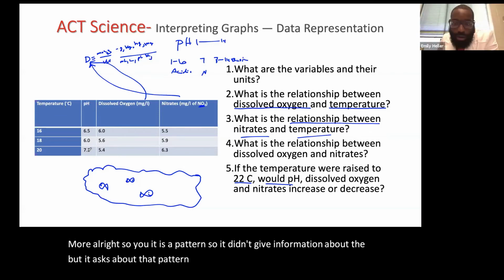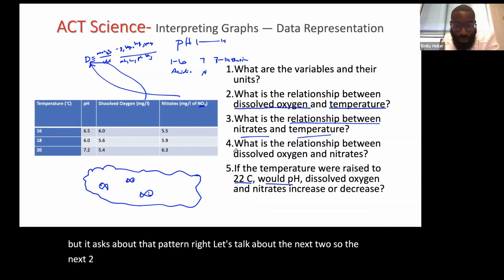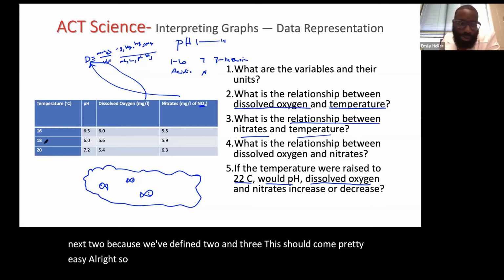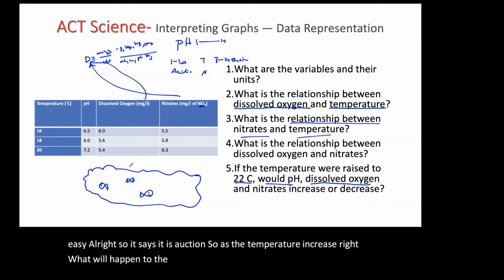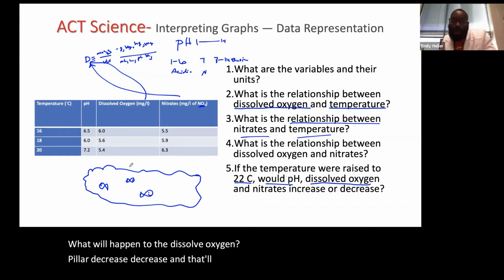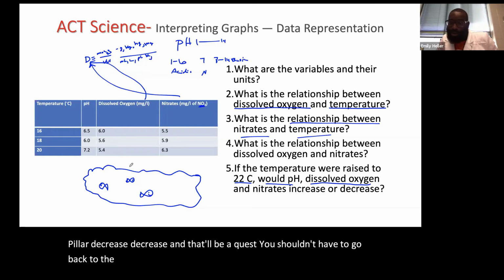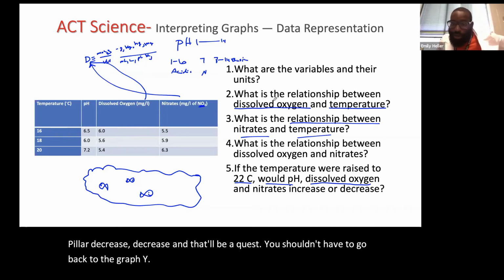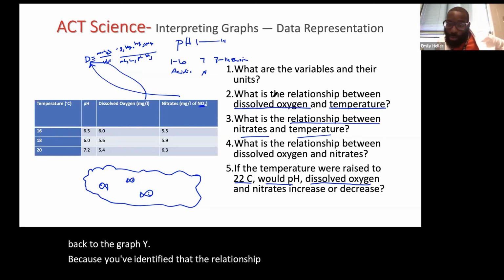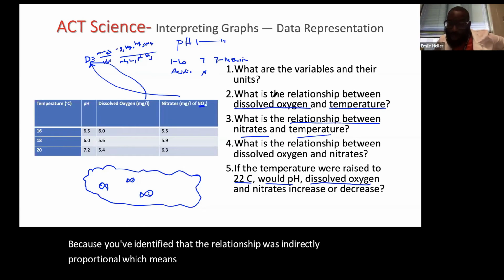Let's talk about the next two. Because we've defined 2 and 3, this should come pretty easy. It says the dissolved oxygen. As the temperature increases, what will happen to the dissolved oxygen? It will decrease. And that's a question where you should not have to go back to the graph. Why? Because you've identified that the relationship was indirectly proportional, which means as one increases, the other one's going to decrease, for oxygen, right?